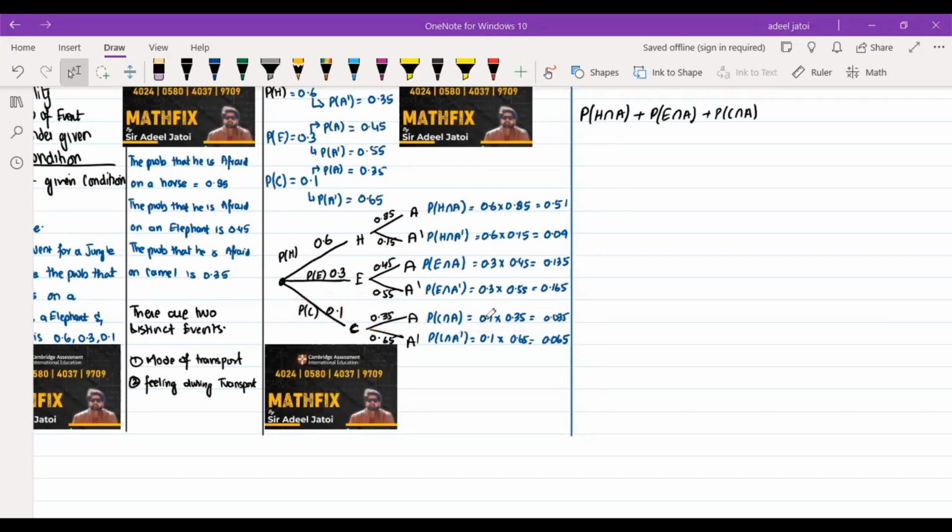But if the question says that we need to take out the probability of afraid, we are not sure which one to take out, right? So that means we'll be taking out all the afraid probability. Each of the afraid probability will be added together. So particularly when we add them, this was 0.51 plus 0.135 plus 0.035. This will give me probability of being afraid. And the total probability of being afraid is 0.68.